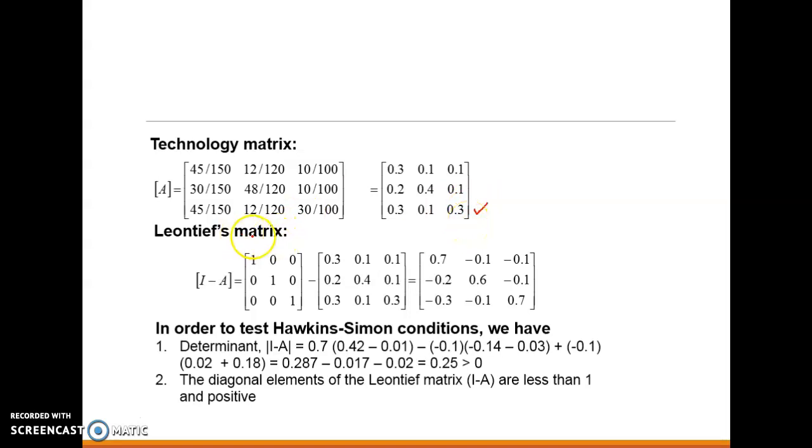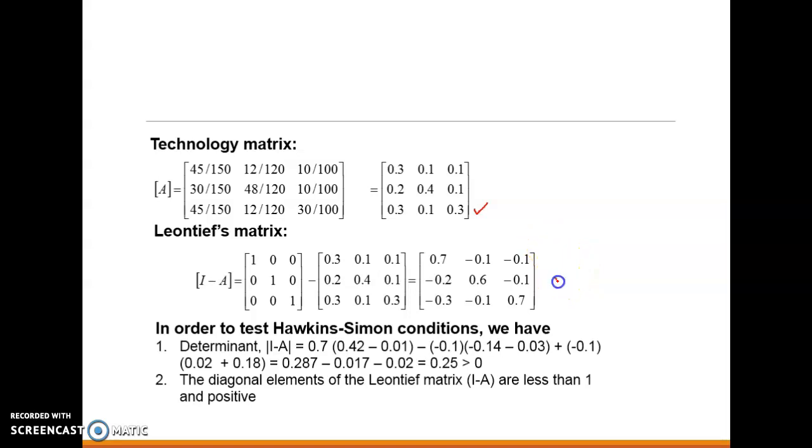And what is the Leontief matrix? This is I minus A, where I is your identity matrix. So the coefficient matrix will be subtracted from the identity matrix. So 1 minus 0.3 is 0.7. Then 0 minus 0.1 is minus 0.1. Then 0 minus 0.1 again is minus 0.1. Similarly, you can subtract the rest using the matrix subtraction method.